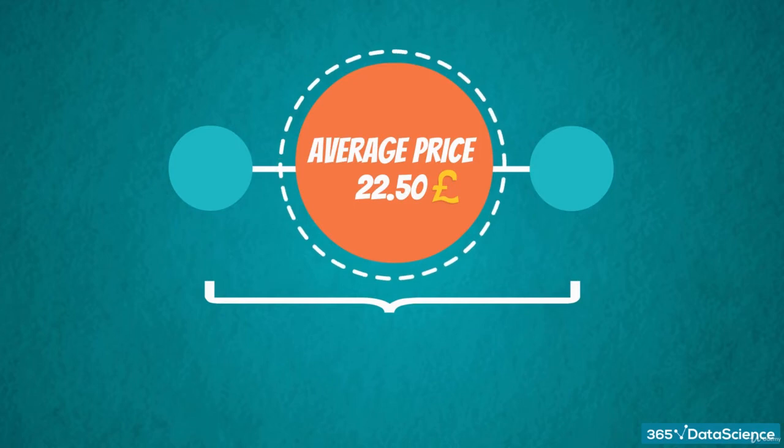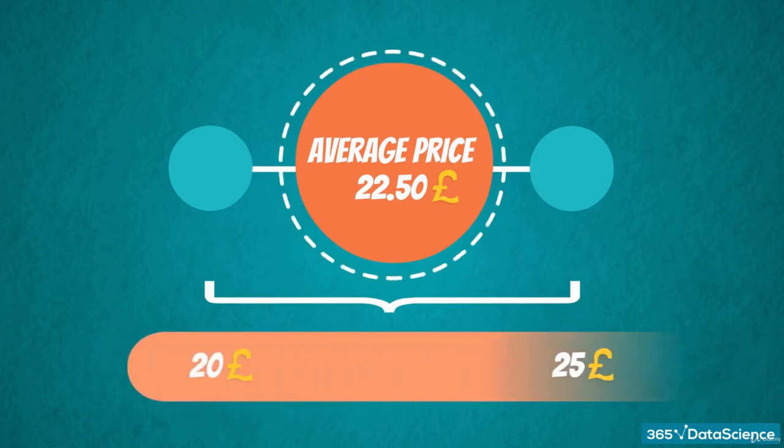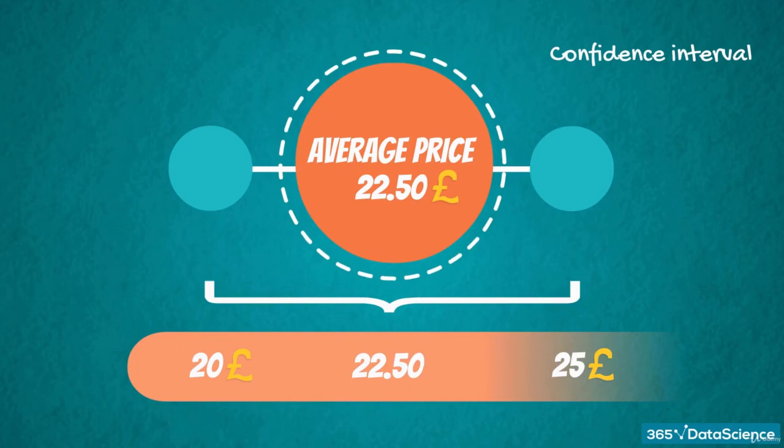It's much safer to say that the average meal in London is somewhere between £20 and £25, isn't it? In this way, you have created a confidence interval around your point estimate of £22.50. A confidence interval is a much more accurate representation of reality. However, there is still some uncertainty left, which we measure in levels of confidence.